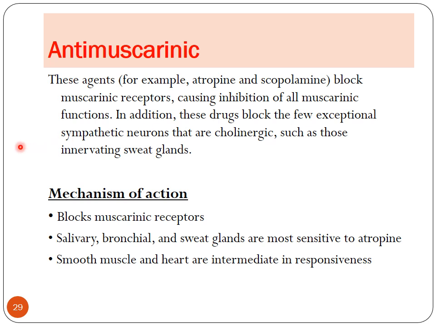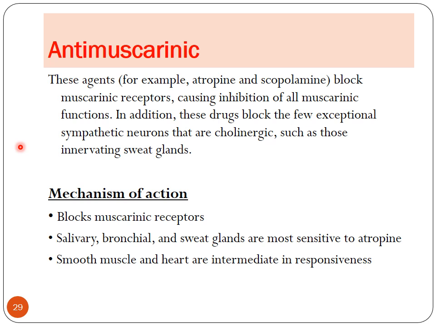Regarding the anti-muscarinic, for example, atropine is the prototype of anti-muscarinic agent. It is derived from Atropa belladonna. It is lipid soluble, distributed everywhere, absorbed well after oral administration, and it has so many actions. For example, in the eye, it will produce mydriasis or dilatation of pupil. In the CNS, it depends on the dose. Low dose causes sedation, high dose causes excitation.